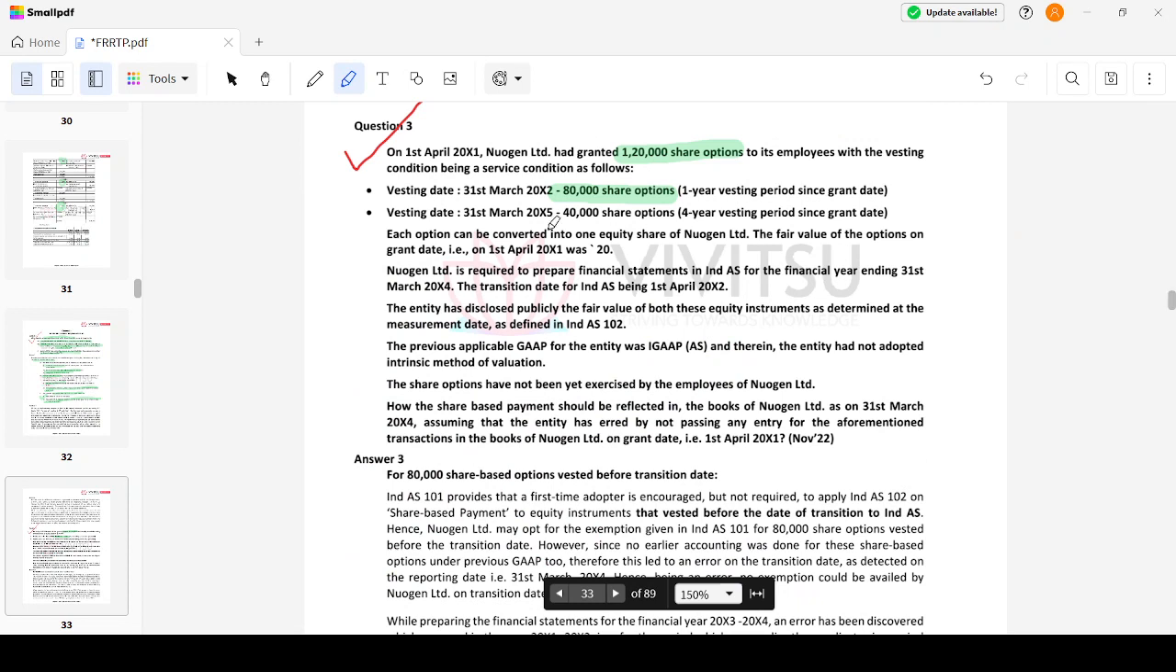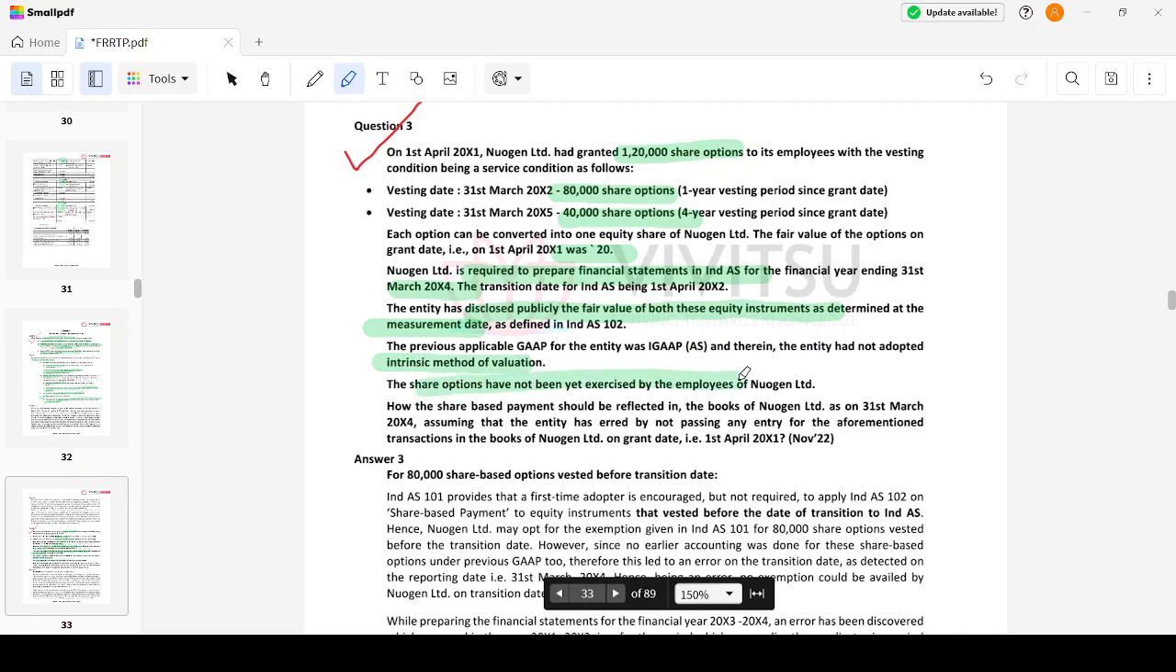Vesting date 31 March 20X5, 40% share options. Each option is 1 year and 4 year vesting period. Each option can be converted to one equity share of Neogen Limited. The fair value of the option is 20. Neogen Limited is required to prepare Ind AS financial statements for the year ended 31st March 20X4. It discloses publicly the fair value of its equity instruments, estimating the measurement date as defined in Ind AS 102. Under the previous applicable GAAP, the entity had not adopted the intrinsic value method of valuation.